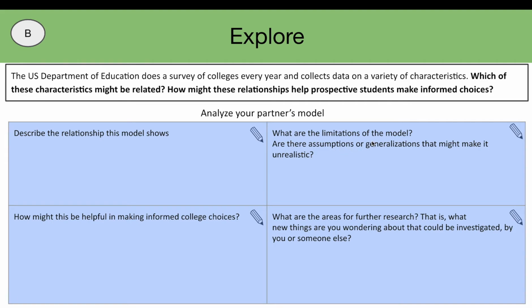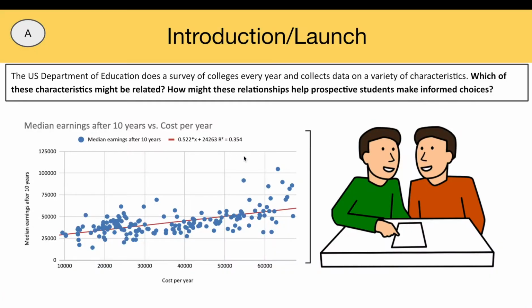What are the limitations of the model? Are there assumptions or generalizations that might make it unrealistic? Well, one limitation is we don't have a complete data set of all of the colleges in the country. We only have a group. We have a good amount of data points, but we don't really even know how those data points were selected. So we might need more data points to get an even better picture.